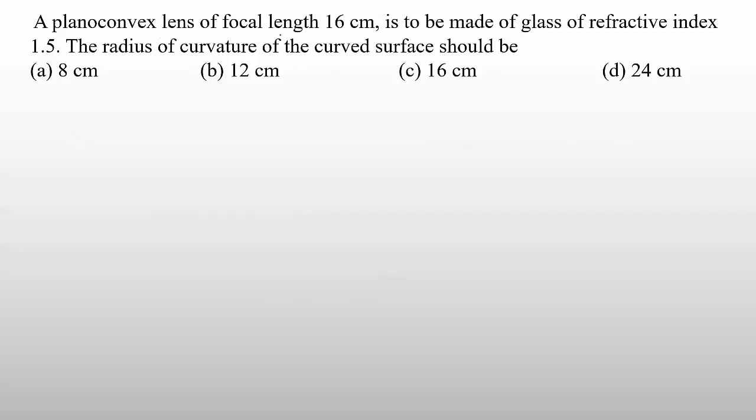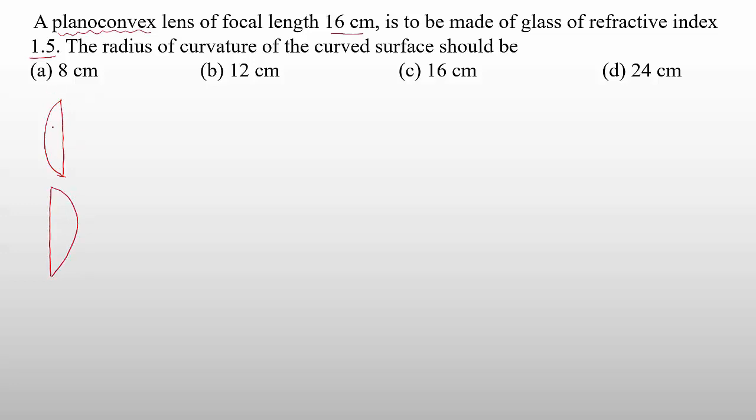A plano-convex lens of focal length 16 centimeter is to be made of glass of refractive index 1.5. The radius of curvature of the curved surface should be, remember this is a plano-convex lens. Plano-convex lens means, remember, one surface is a curved surface, another surface is completely plane, so we can call it a plano-convex lens, right? Or instead of this you can take the first surface as plane and the second surface as curved, right?